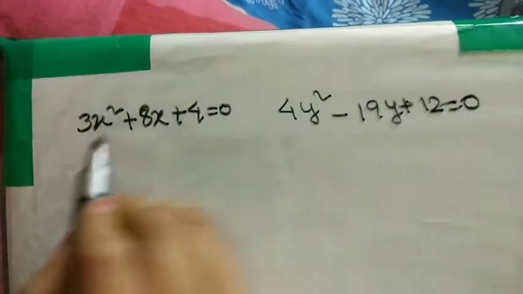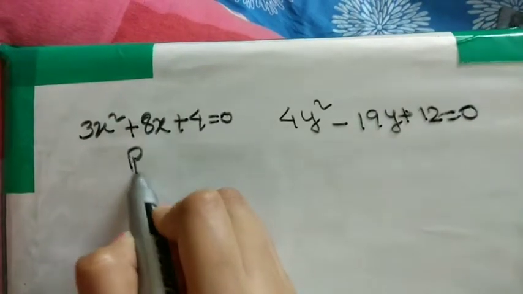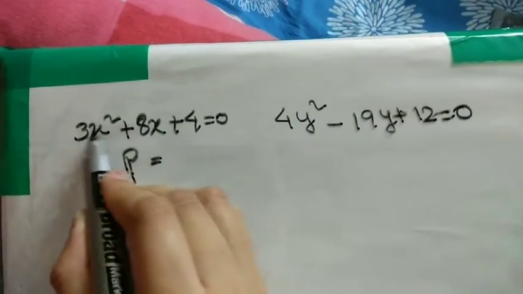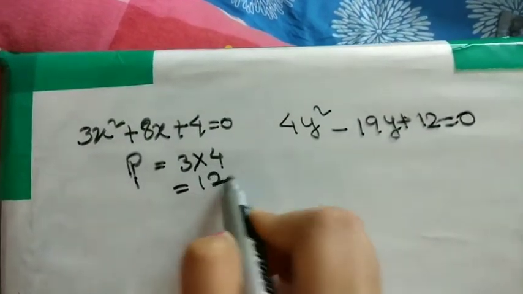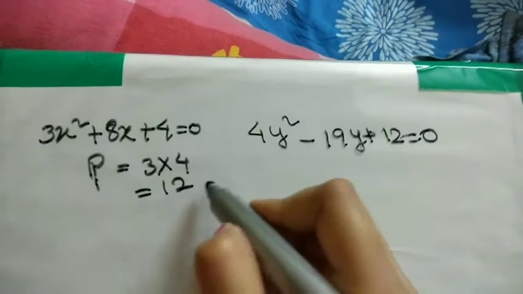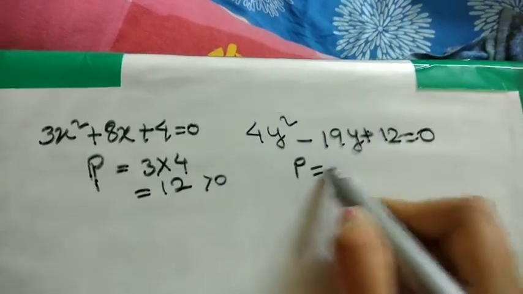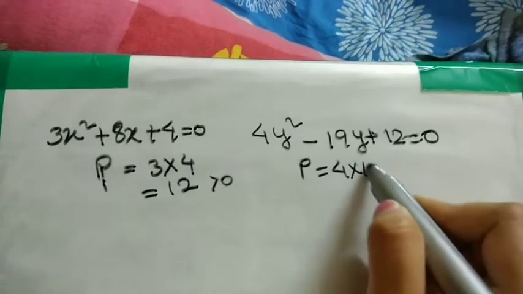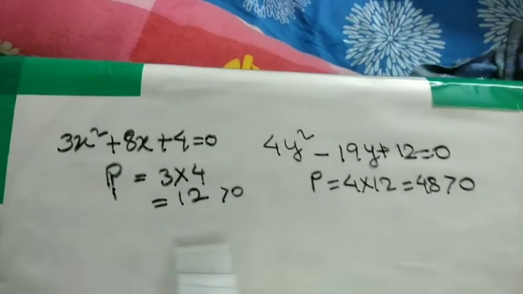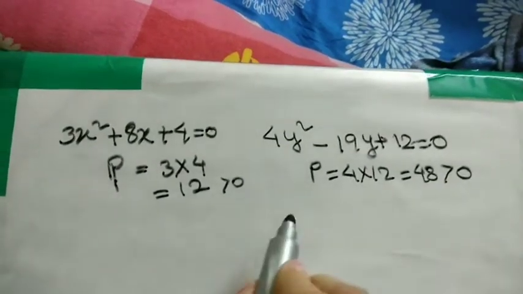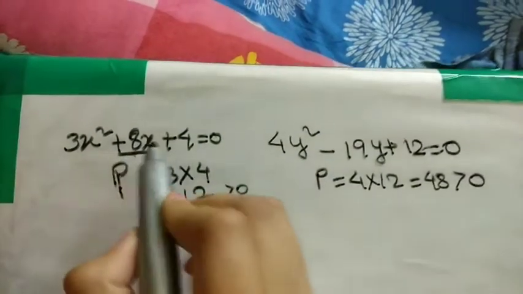First of all, we will notice two things. Product A into C, that is 3 into 4, which is 12, which is greater than 0. And here the product is 4 into 12, which is 48, also greater than 0. Now if both the products are greater than 0, then we will check the middle term.